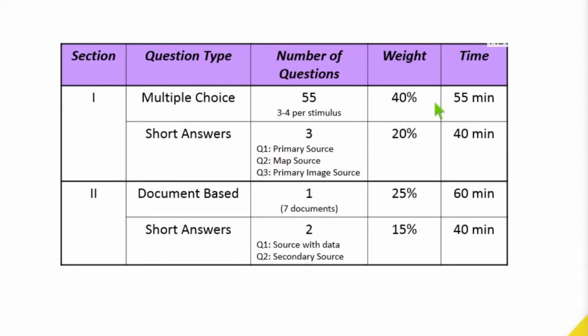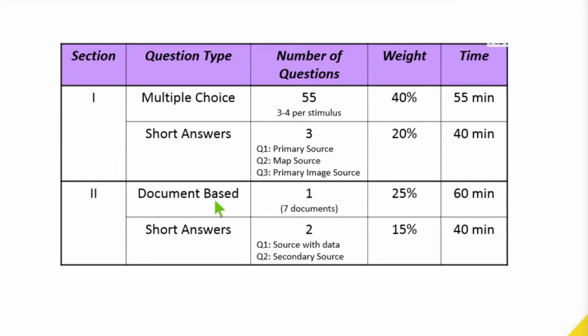For the digital administration, you still have the multiple choice. This is not different. There are some minor differences in the way the paper and pencil differs from the digital. I'll talk about that on the next slide. The short answers, well, you have a primary source, you have a map source, and then a primary image source. And if you are looking at this pretty carefully, you said, hey, my choice went away. Yeah, your choice went away. This is what happened. You don't have an option here. It's still 20% of your weight. It's still 40 minutes. Now the document base is still there.